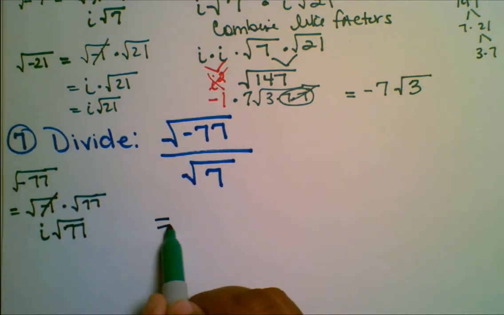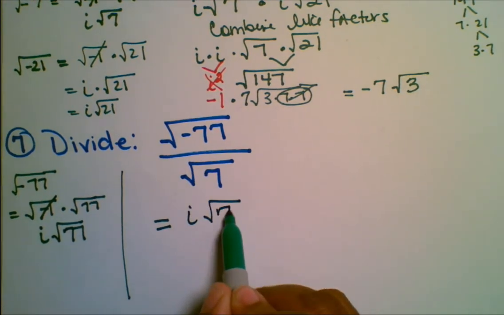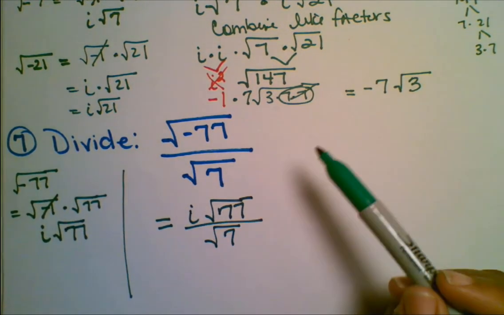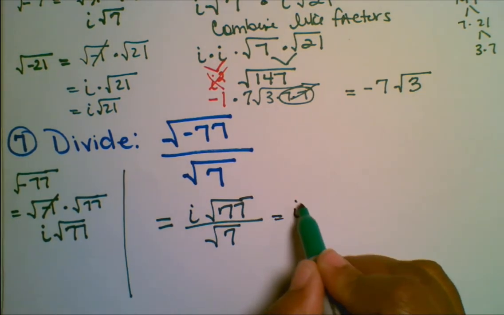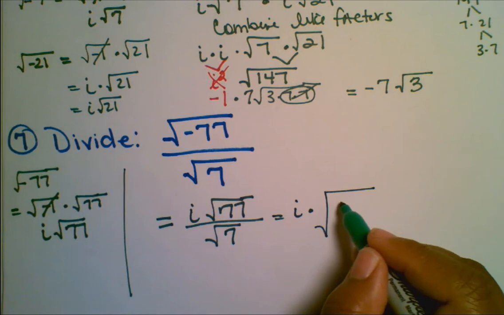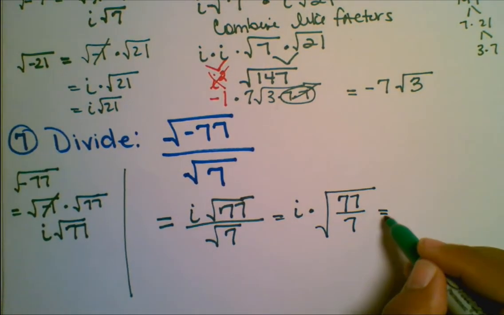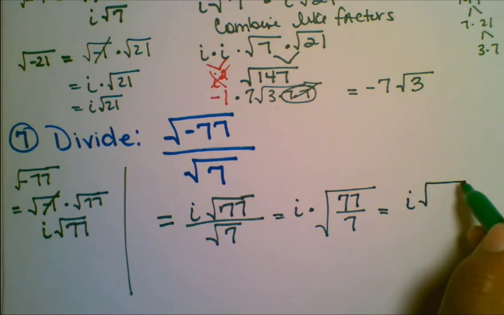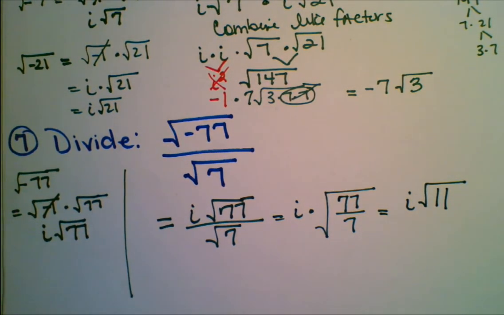So our numerator is i square root of 77 over the square root of 7. Just visually think about, can we divide 7 into 77? Because I'm going to write this as one radical. And we can divide. So our answer is going to be i square root of 77 divided by 7, which gives us 11. There we go.